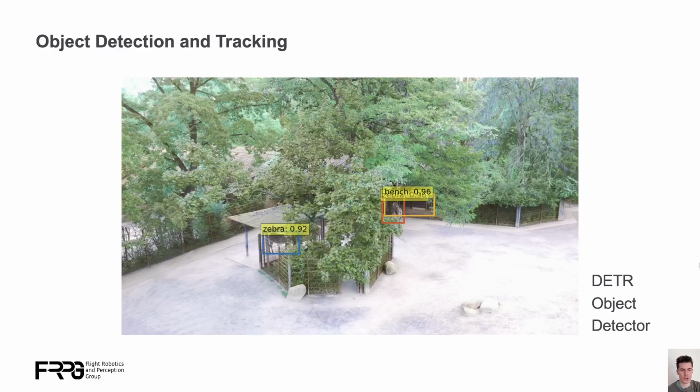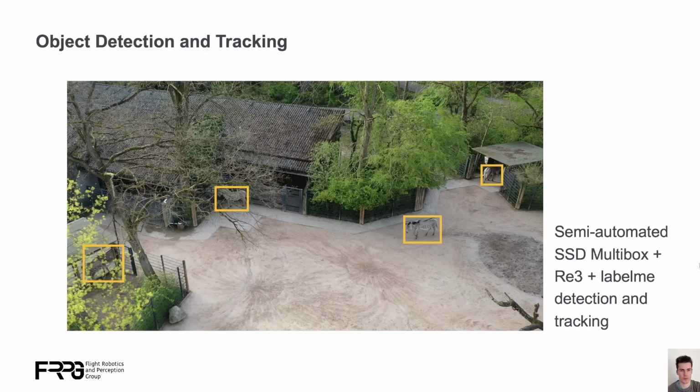We tested the Detector object detector but did not get satisfactory results on our data. Since it was challenging to retrain, we eventually opted for the more lightweight SSD multibox as our detector of choice. We fine-tuned it on our data, which helped us significantly improve its performance. We created a semi-automated annotation pipeline, which uses SSD multibox as well as the RE3 object tracker to quickly create high-quality annotations.